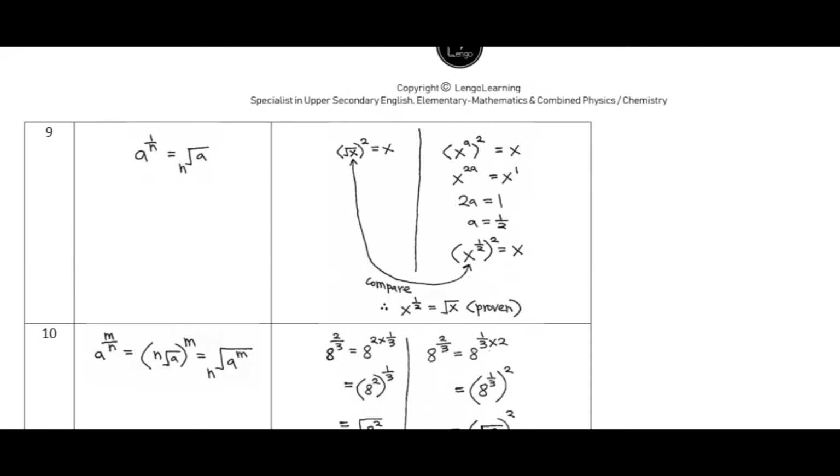Now what about number 9? If I have a to the power 1 over n, it's the same as taking the nth root of a. How do I prove this? This is slightly more complicated, so you have to listen closely.